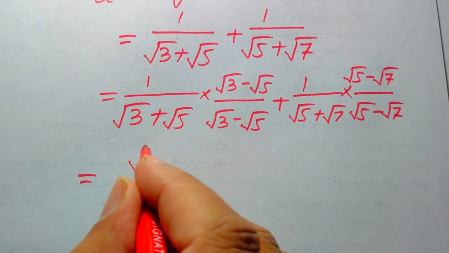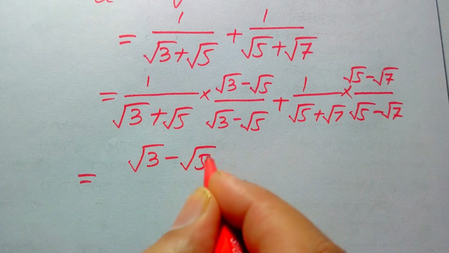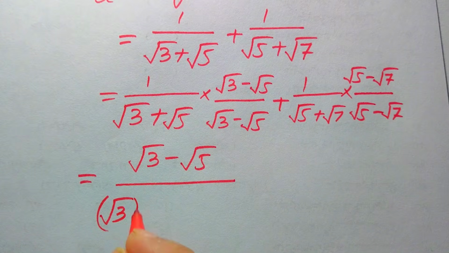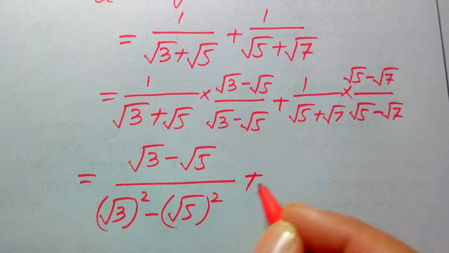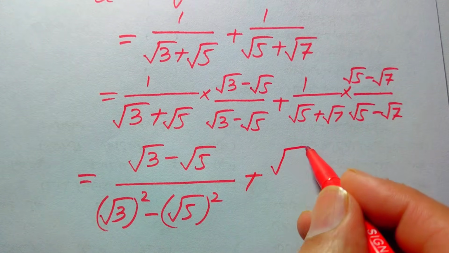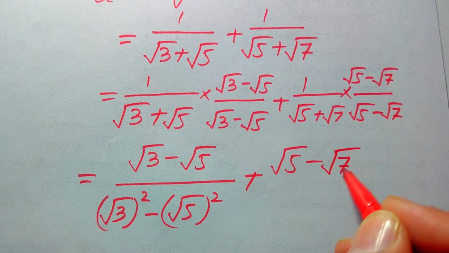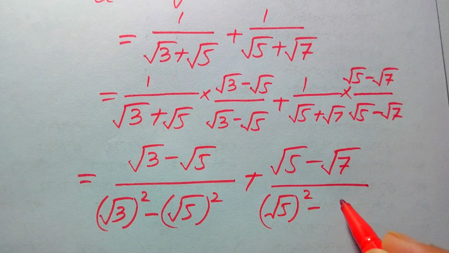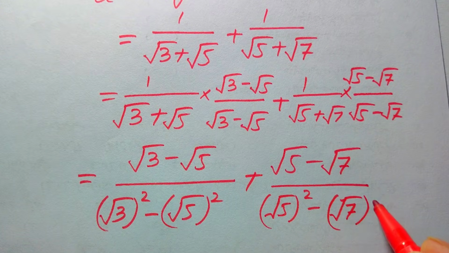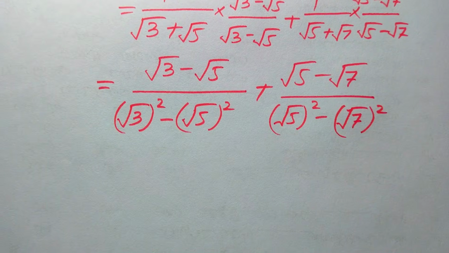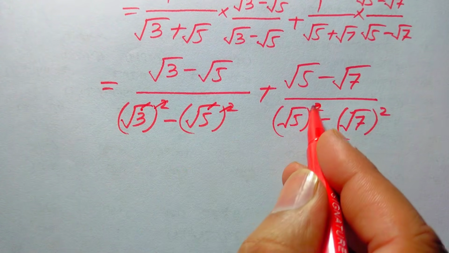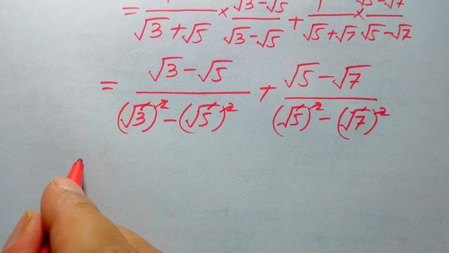And now in the next step we have this is square root of 3 minus square root of 5 divided by, here we combine these two terms and we get square root of 3 whole square minus square root of 5 whole square. In the same pattern we write these terms as square root of 5 minus square root of 7 divided by square root of 5 whole square minus square root of 7 whole square. So in the next step, we need more simplification, and we have these 2 and square root are gone, this and this are gone. In the same pattern, these 2 and square roots are also gone.